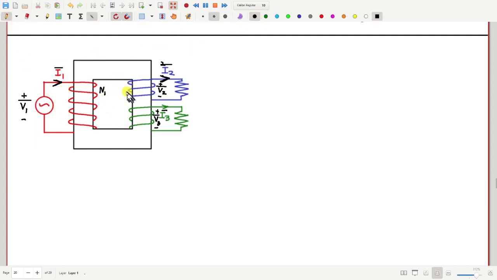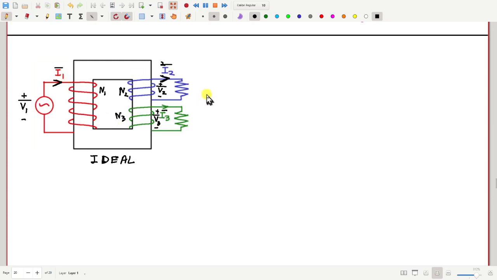Now suppose N1, N2 and N3 are the turns ratios, number of turns actually. And this is an ideal transformer for simplicity. That means coil resistance is 0 and leakage flux going through the air is negligible, and the permeability of the core is very high, tending to infinity. Now, this is an ideal transformer.